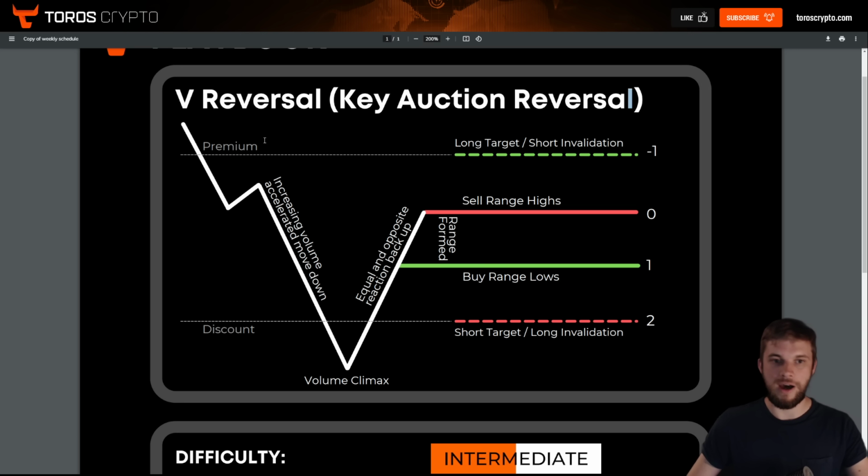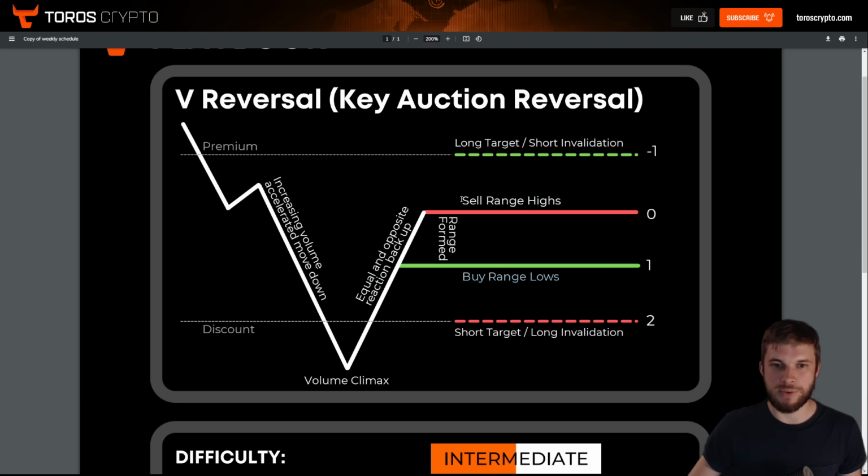long option after a move down is better. There is a higher probability that this will play out. So basically, you're looking for the range to form. You would be selling the range highs. That's probably the first opportunity you'll get, and be buying the range lows if you have two accounts, or if you have an account that allows you to do both things. And that gives you a spread, okay, between the highs and the lows of the range.